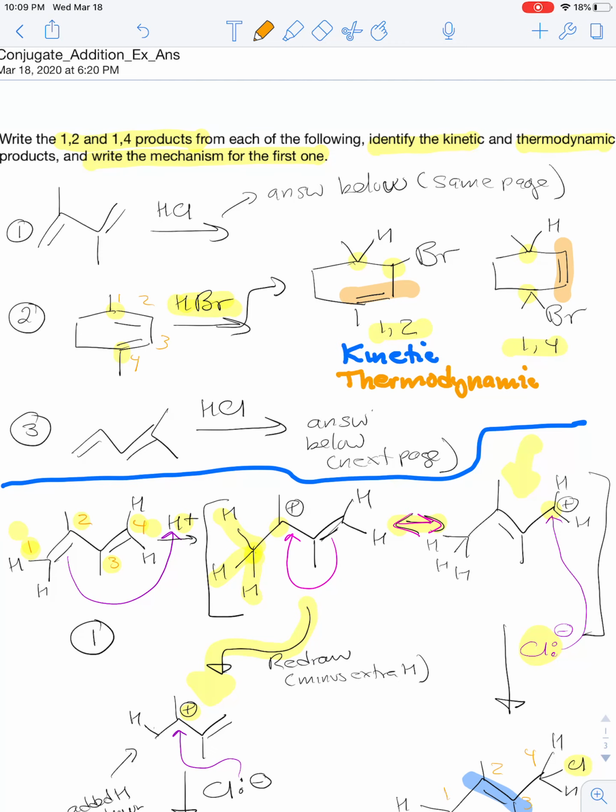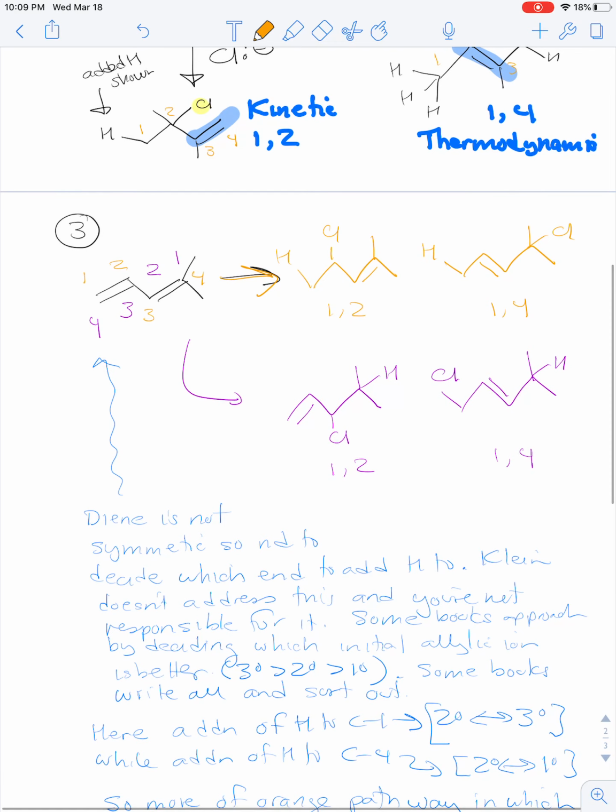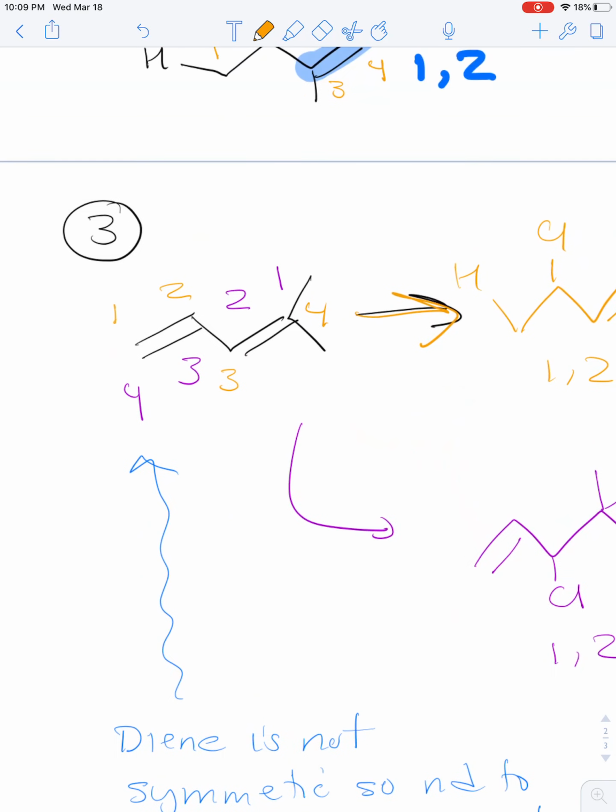And then finally, with the third one, scroll down here. Hopefully I'm not making anybody sick. Here we have a non-symmetrical diene, and the Klein book really doesn't particularly deal with that, but I'm just going to show you what happens. So you can number from left to right, which I did in orange, or you can number back the other way.